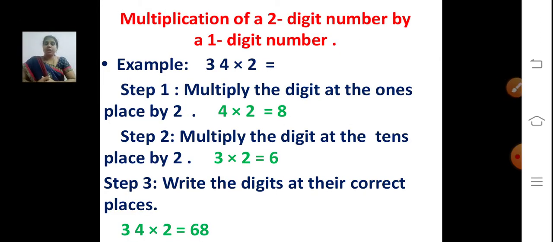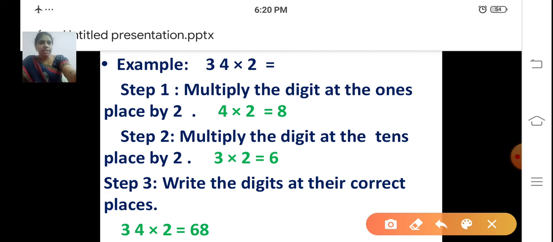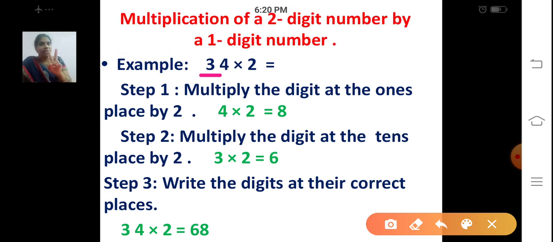Now we are going to see multiplication of a 2-digit number by a 1-digit number. So now we saw only single digit multiplication, right? Same way we have two methods, horizontal method and vertical method. We'll see that now. So first one, if I see this 34 is a 2-digit number, right? We have 2 digits. So we are going to multiply a 2-digit number by a 1-digit number. So now shall we see how to multiply?